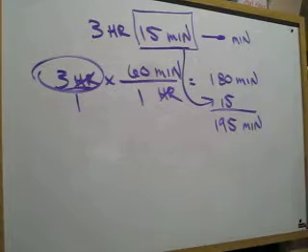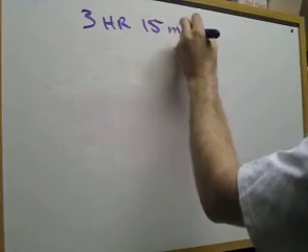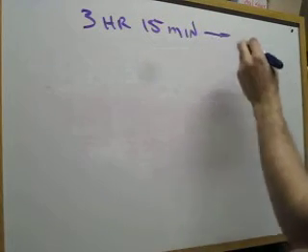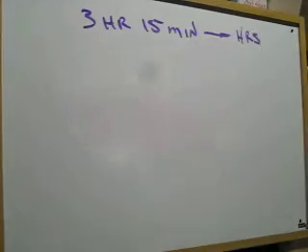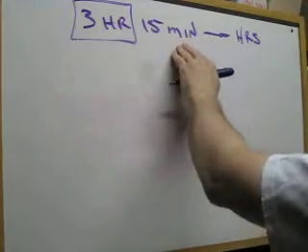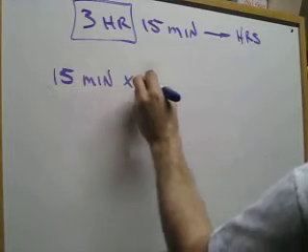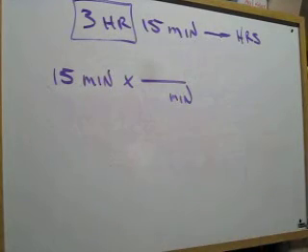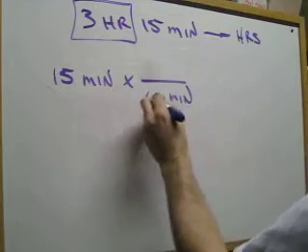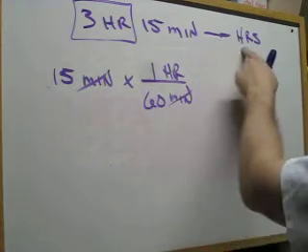So 3 hours, 15 minutes is the same as 195 minutes. Now if instead we change that 3 hours, 15 minutes to hours, we already know this is 3 hours, so we don't have to convert that. We're just going to convert our minutes the same way. 15 minutes times a line, minutes on the bottom. Do we know anything about minutes and hours? Yes, there are 60 minutes in 1 hour. Cancel our minutes, and we're left with hours, which is what we're looking for.